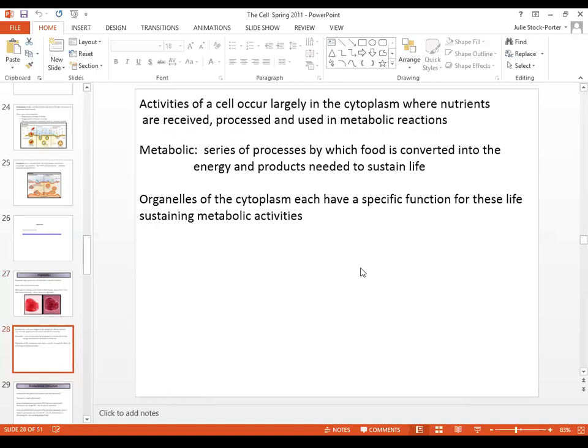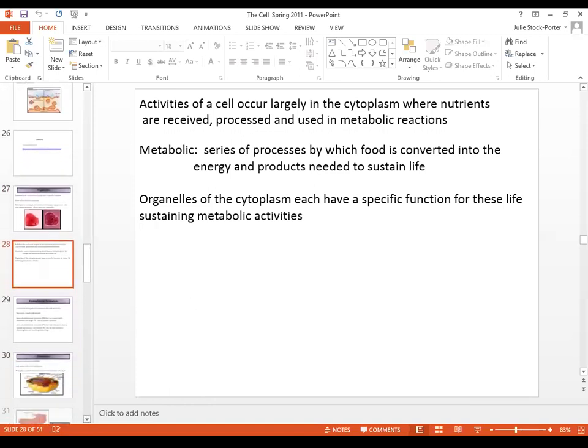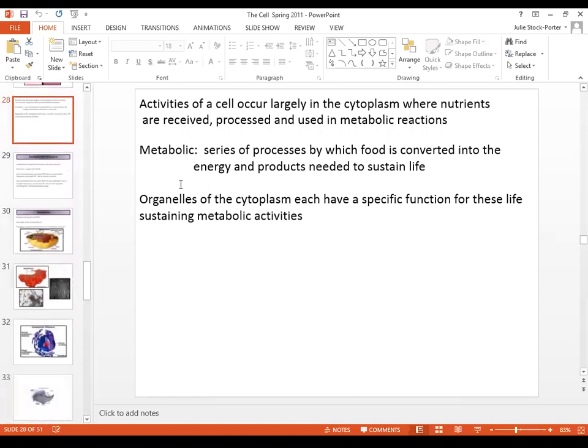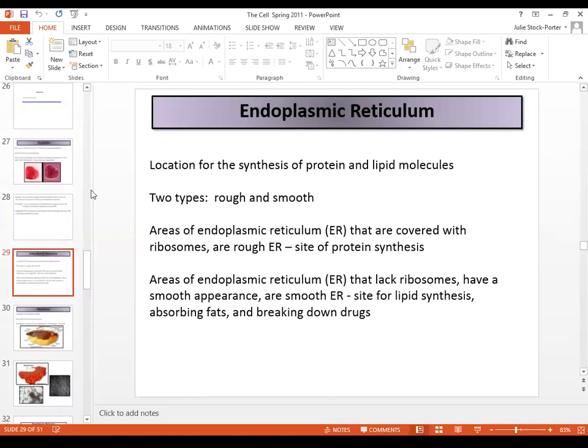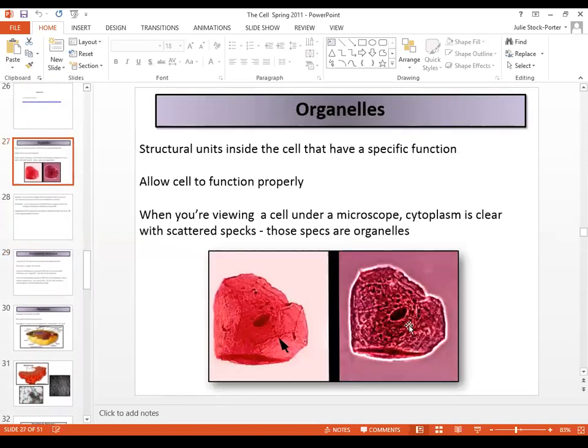Organelles of the cytoplasm have a specific function for these life-sustaining metabolic activities. The first one is called the endoplasmic reticulum, the location for the synthesis of protein and lipid molecules. The endoplasmic reticulum is always right around the nucleus. So do you see this dark region right through here and right through here? That is going to be the endoplasmic reticulum.